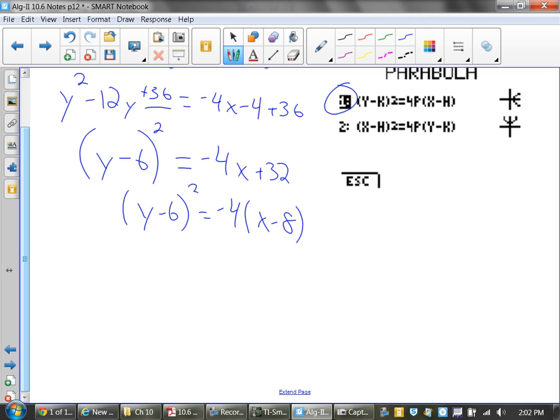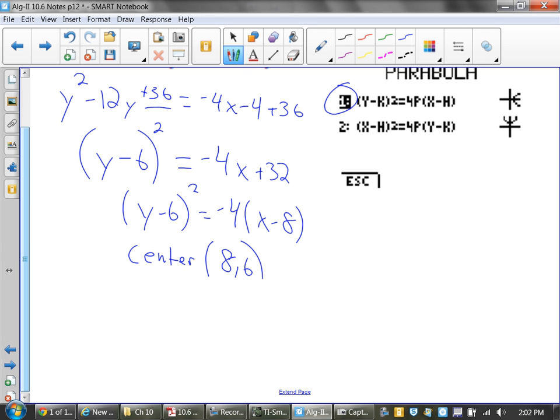Hopefully at this point is when you guys got it. Where's your center? Is it negative 8, negative 6, or positive 8, positive 6? What are the rules for h and k? It's opposite, so it's 8, 6.